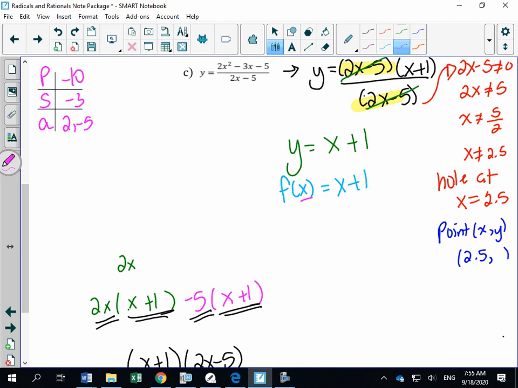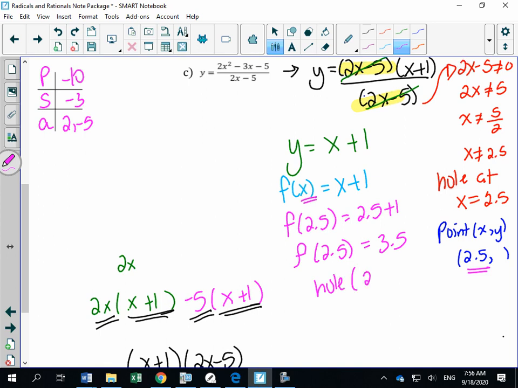And now let's take out this x and put in the point of my hole. So f of 2.5 is equal to 2.5 plus 1. f of 2.5 is equal to 3.5. There's going to be a hole at 2.5, comma 3.5. So this value would be 3.5.